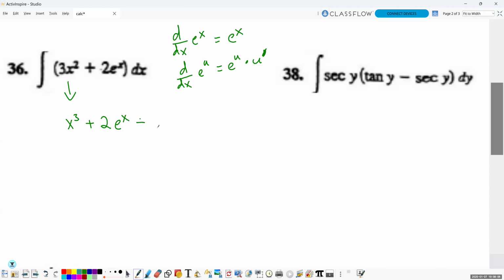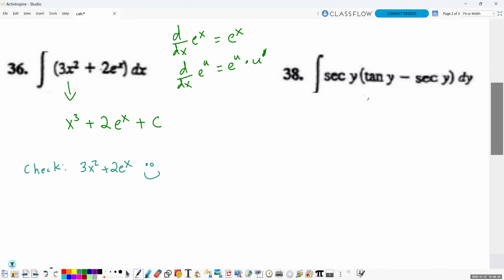And this one might be a good one to check with differentiation. So to check it, the derivative is going to be 3x squared. And yeah, that works great. Woohoo!